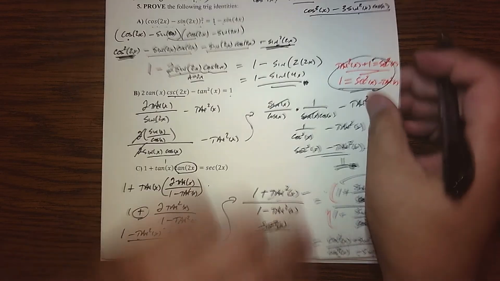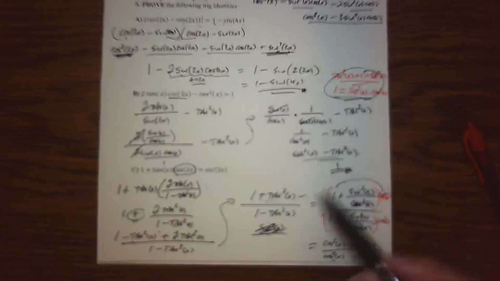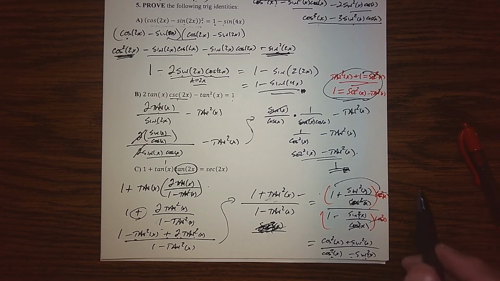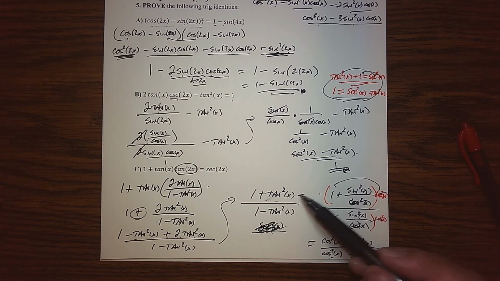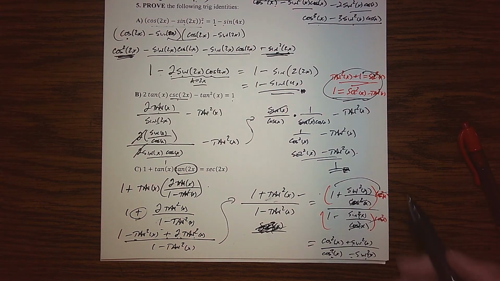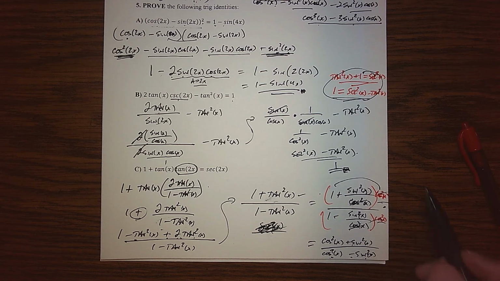Okay, so even I got stuck there a little bit, and so I changed course, and in changing course, I found I just rewrote everything in terms of sines and cosines. I multiplied top and bottom by the same thing to clear out the fractions, and that did the trick. So that took us where we wanted to go.